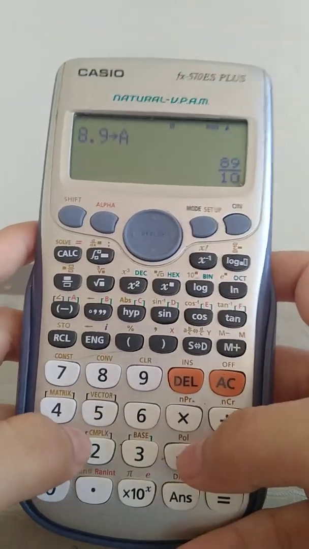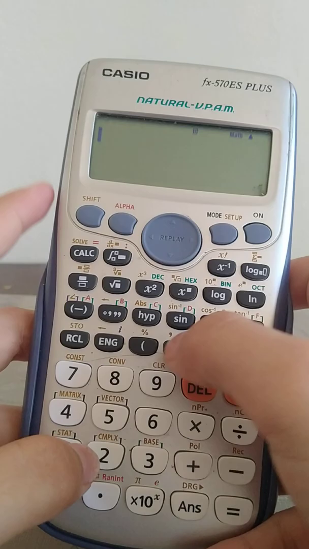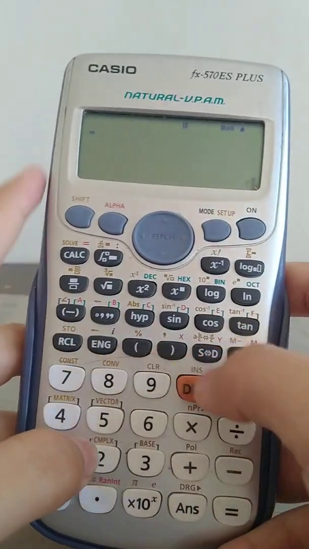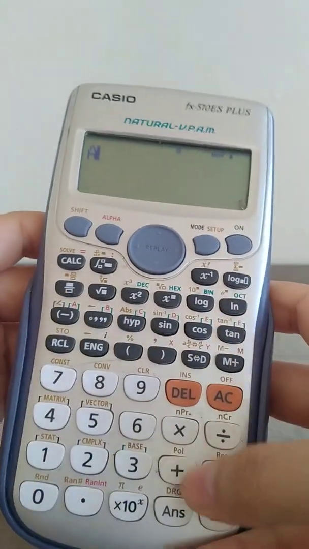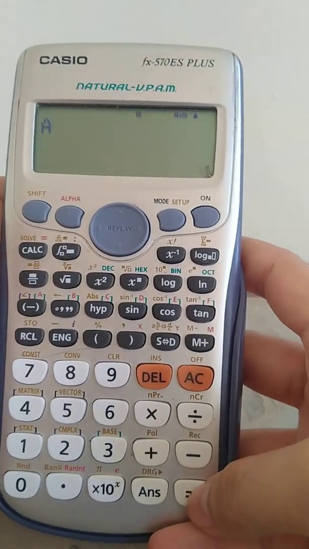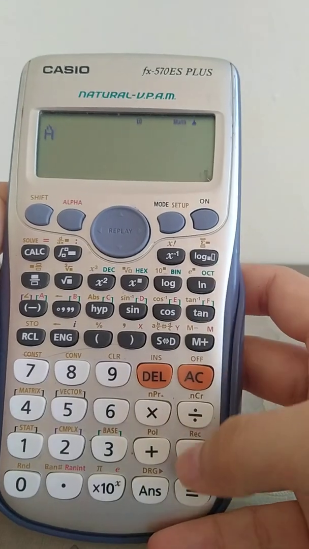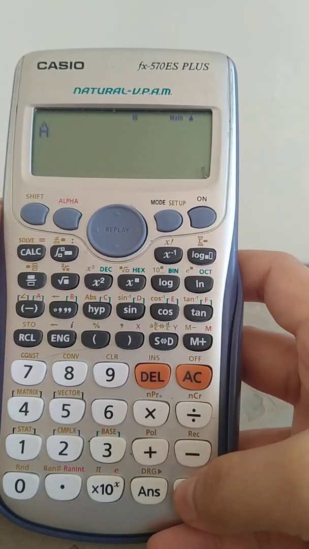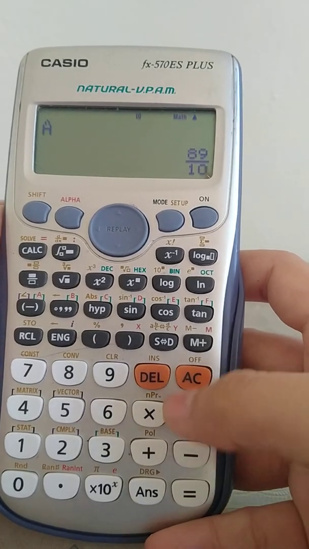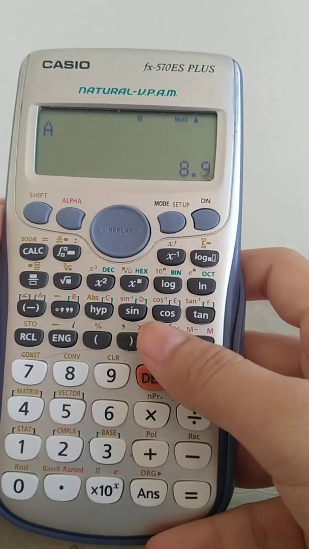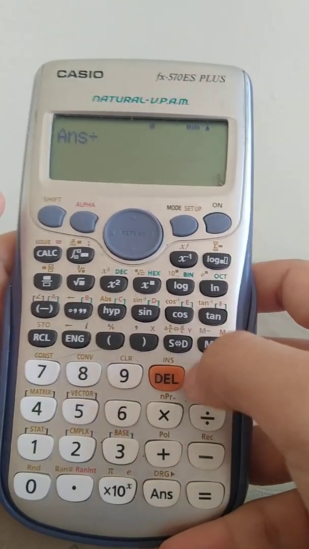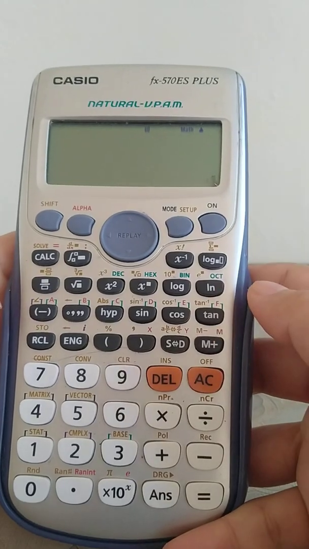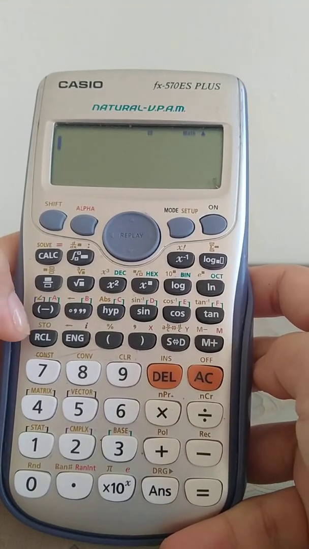Okay? So, pag pinindot mo yung A, which is alpha A, alpha A, ang magiging sagot ng calculator mo is yung na-store mo kanina na value, which is yung 89/10 or 8.9. So, kaya nito mag-store hanggang 1, 2, 3, 4, 5, 6. 6 values. Okay?